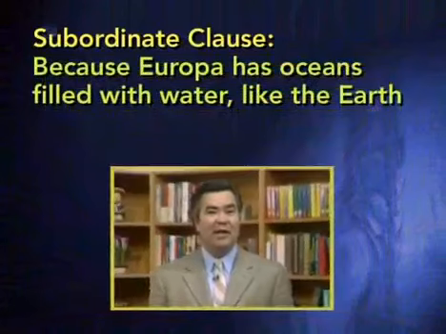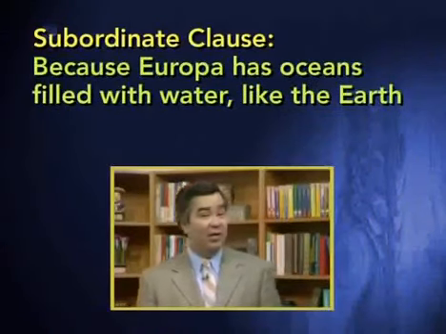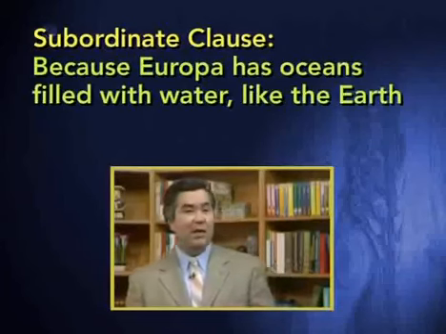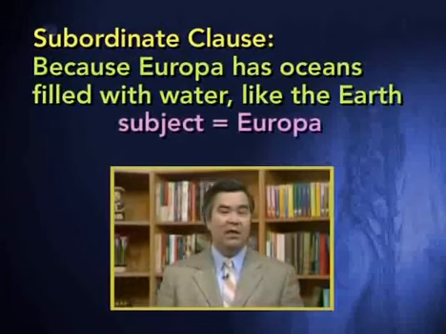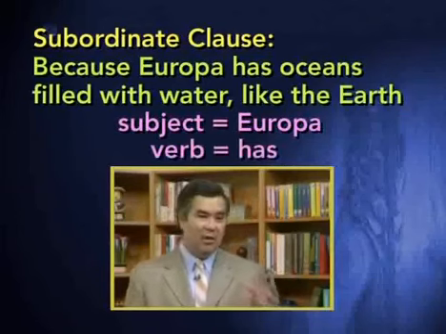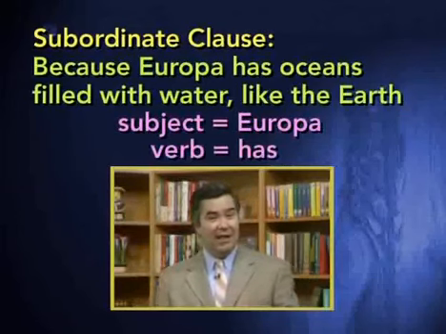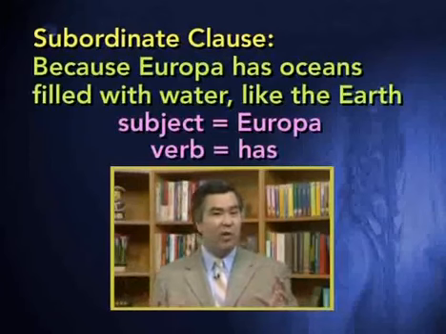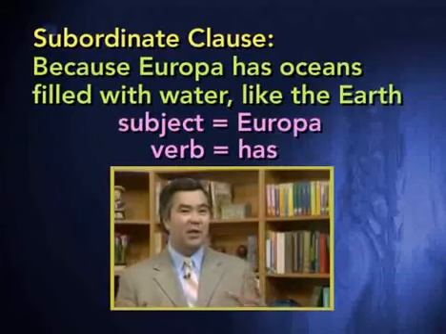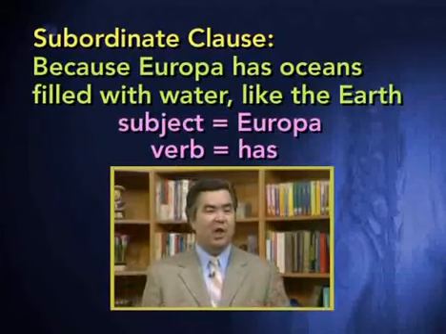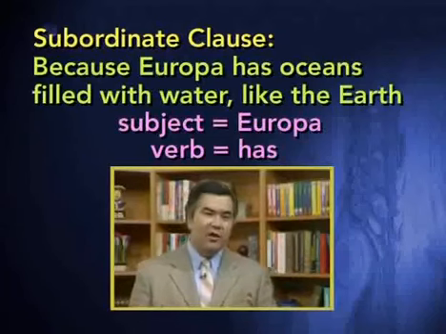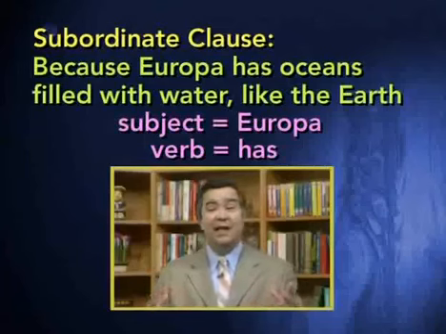Take a look at this example. Because Europa has oceans filled with water like the earth. Now, this is a clause because it does contain a subject and a verb. The subject is Europa. The verb is has. So far, so good. But can this stand alone as a sentence? No. I think if you listen to this group of words, you can see that the clause doesn't express a complete thought. It says, because Europa has oceans filled with water like the earth. This leaves you wondering what the speaker is getting at.